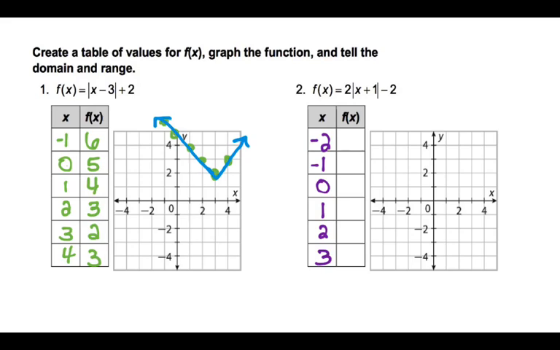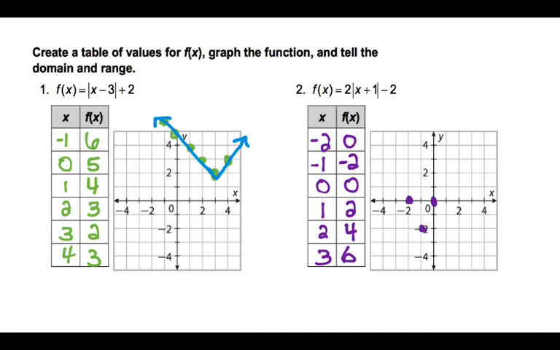On the next one, I'm going to use -2, -1, 0, 1, 2, 3 for my x values. When I plug in -2, -2 plus 1 is -1. The absolute value of -1 is 1. 2 times 1 is 2. 2 minus 2 is 0. When I plug in -1, -1 plus 1 is 0. The absolute value of 0 is 0. 2 times 0 is 0. 0 minus 2 is -2. When I plug in 0, 0 plus 1 is 1. The absolute value of 1 is 1. 2 times 1 is 2. Minus 2 is 0. And so then when I plug in the others, I get 2, 4, and 6.